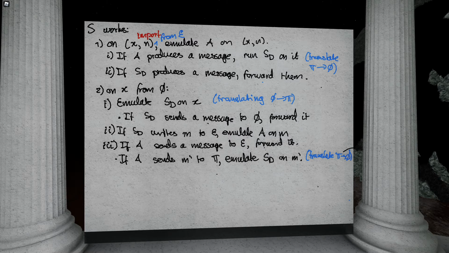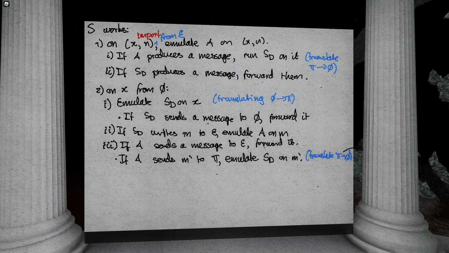Simulator, first, maybe it receives a message from the environment. Okay, it's going to emulate the adversary. If the adversary wants to talk to pi, it's going to use the dummy simulator to translate to phi. Then, once the dummy simulator wants to send a message to the environment, well, we have to make it look like it's actually the adversary that's talking. So we'll emulate the adversary on whatever the dummy simulator produced. And in this way, we've specified all of the ways that information can flow. So now we just have to prove that this does what it's supposed to do.